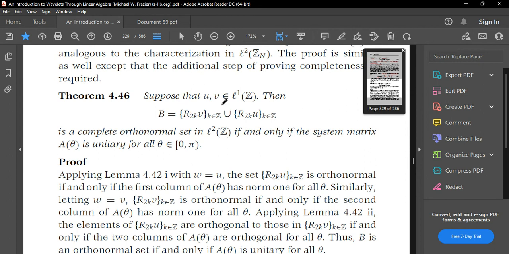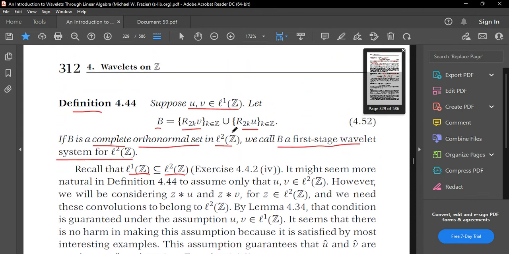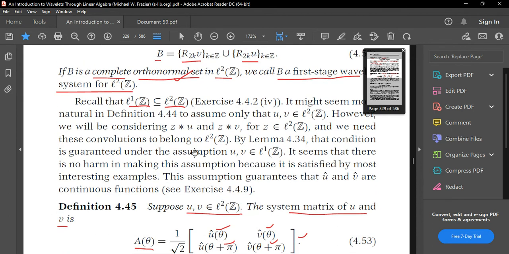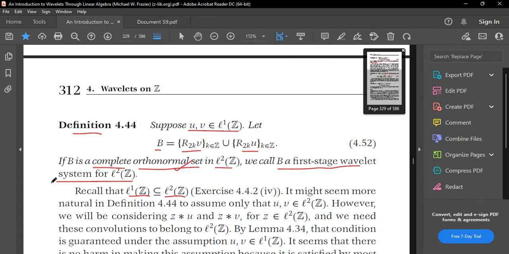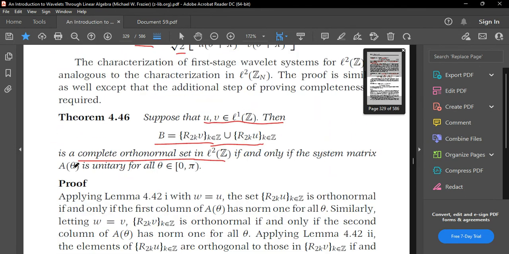The same theorem, analogous to the one in the earlier case: u, v belong to L1 of Z. Then B is equal to the even translates of u union the even translates of v, and this is a complete orthonormal set, that is, a first stage wavelet system. Here it is the definition for a first stage wavelet system, not basis; the word system is used here, first stage wavelet system, if and only if the system matrix that we have defined here is unitary for all theta belongs to 0 pi.